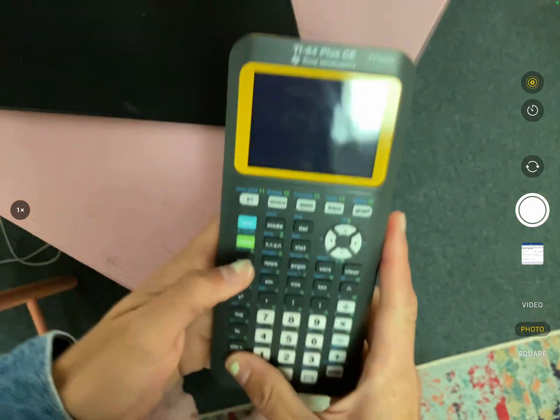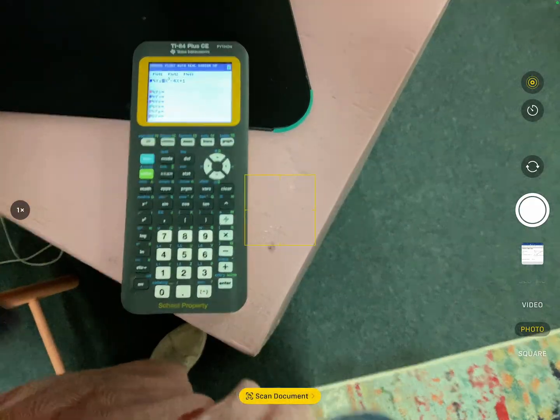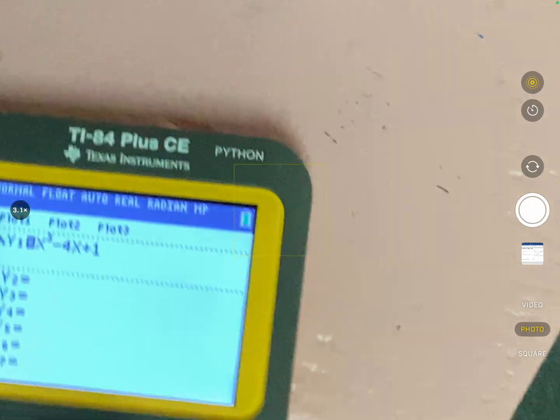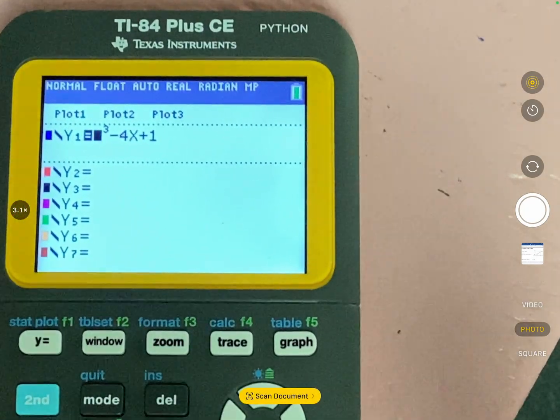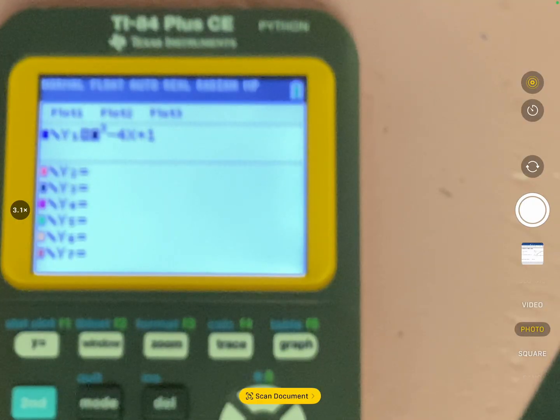Hold on. Okay, so you're going to go into your calculator and you're going to type your function in. X cubed minus 4x plus 1.